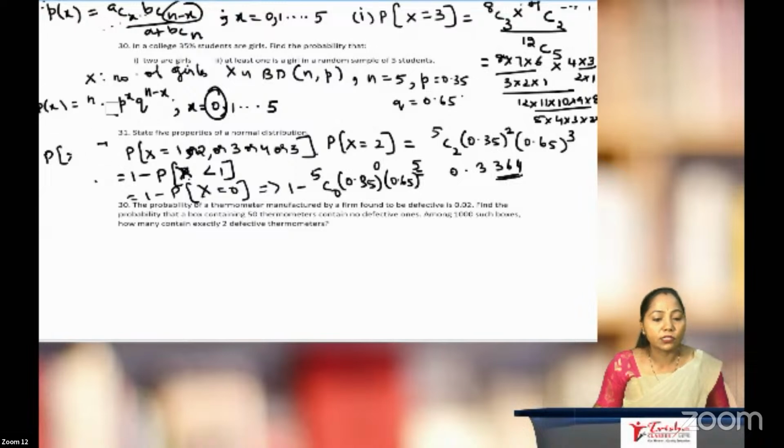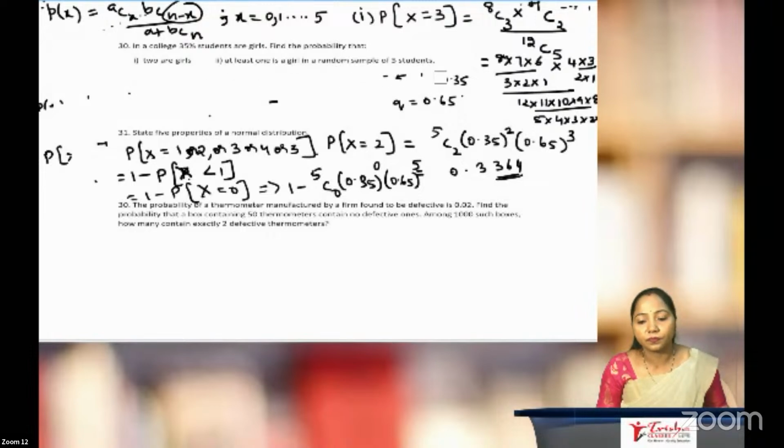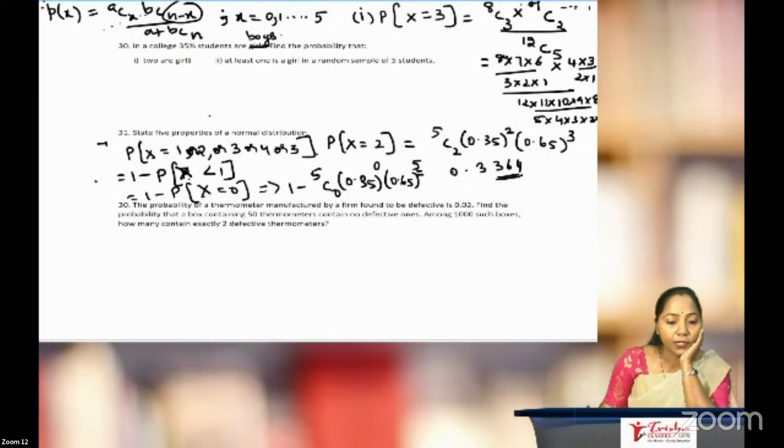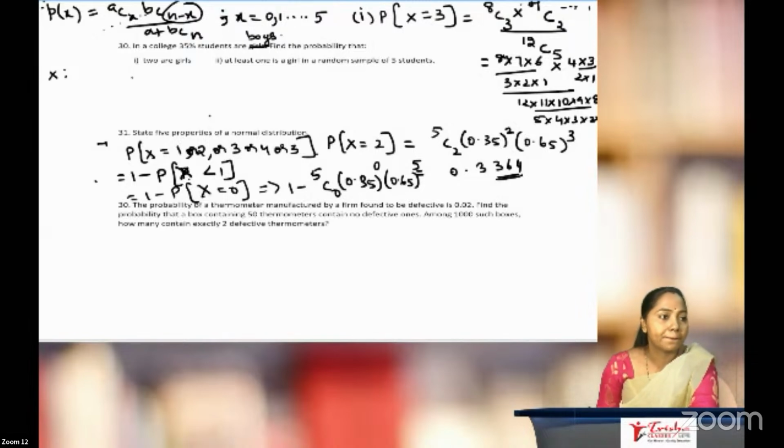Okay, we'll move on to the next question. Now, remember, dear students, especially in binomial distribution, now for the same question, if the given data is in a college, say 35% students are boys, 35% of the students are boys, find the probability that 2 are girls, at least 1 is a girl, in a random sample of 5 students. What will you define your X as? What is our X?